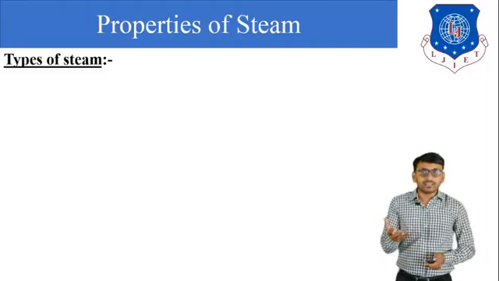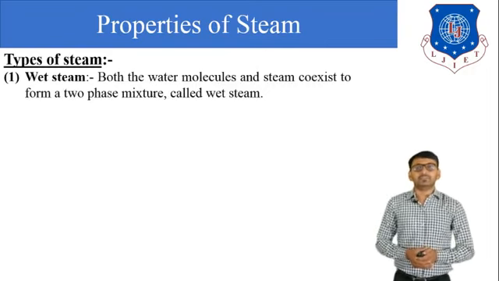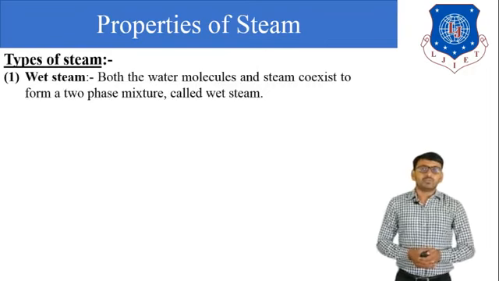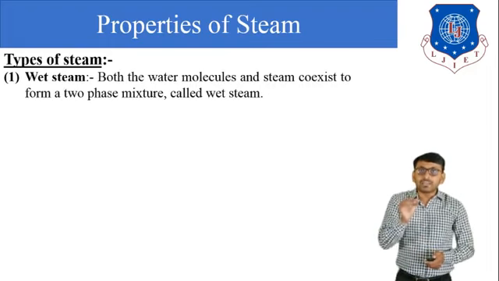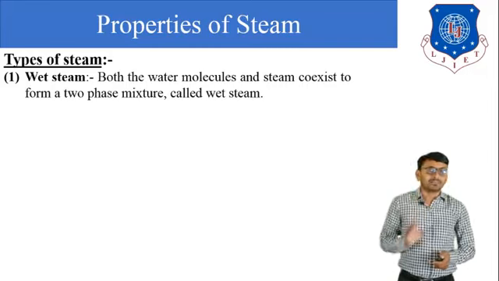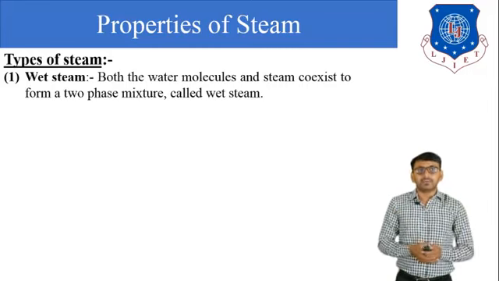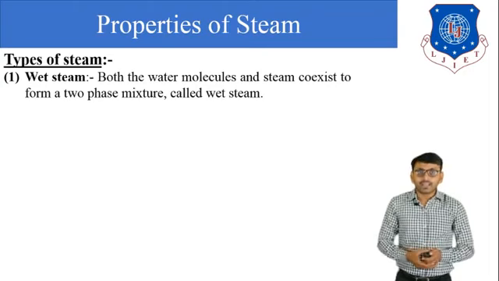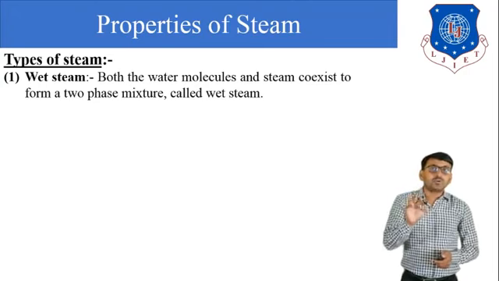Which are the types of steam? First one, wet steam. Wet steam means it is a mixture of steam and water particles. When water particles and steam coexist in the form of a mixture, it is called wet steam.